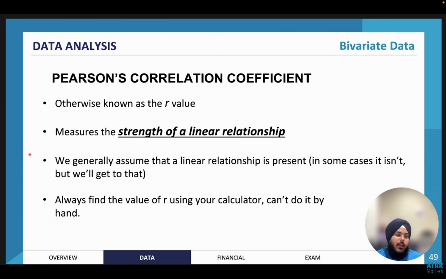The R value will range from between -1 to +1, and depending on how close it is to the extreme, so -1 or +1, that will determine how strong your correlation or association is between the two variables. Again, for your R value, you will not be determining that by hand. You will be using your calculator to do this for you.